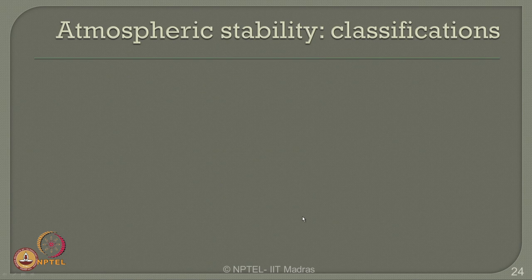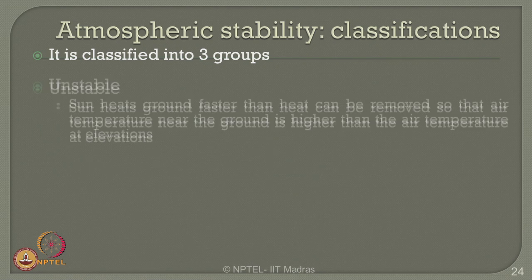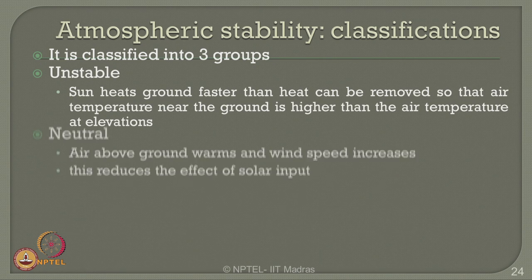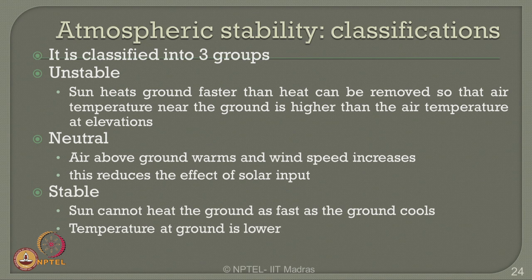As we said, wind velocity or wind dispersion also depends upon the atmospheric stability, which is classified into three groups: unstable, neutral and stable class. Unstable is the regime where the sun heats the ground faster than heat can be removed, so that air temperature near the ground is higher than the air temperature at higher elevations. We call this classification unstable atmospheric stability.